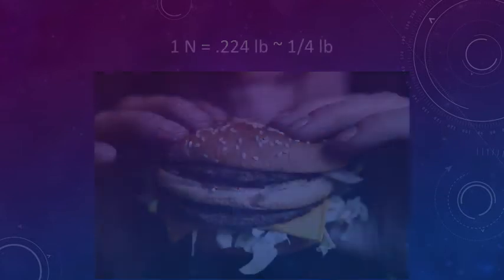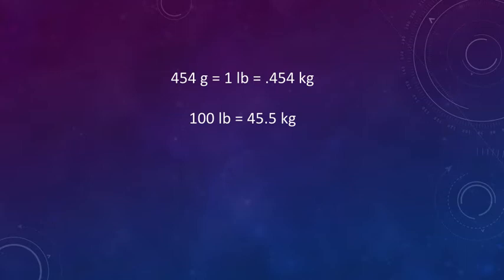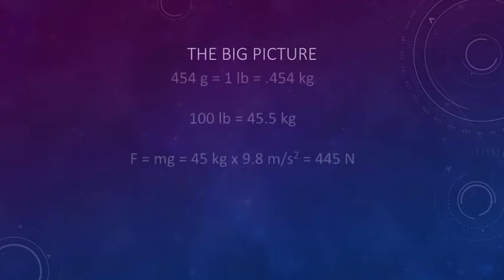In a previous section, we said that there are 454 grams in a pound, or 0.454 kilograms. So a 100-pound woman would have a mass of 45.4 kilograms. She exerts a force of 45 kilograms times 9.8 meters per second squared, or 445 newtons on Earth.